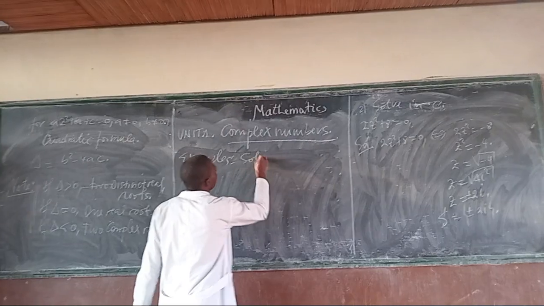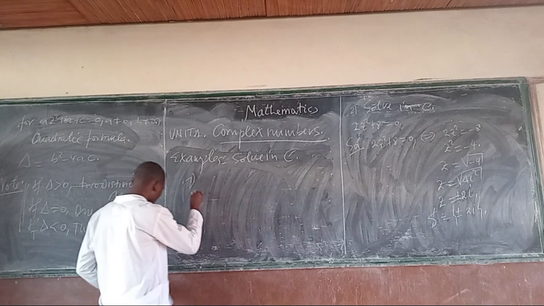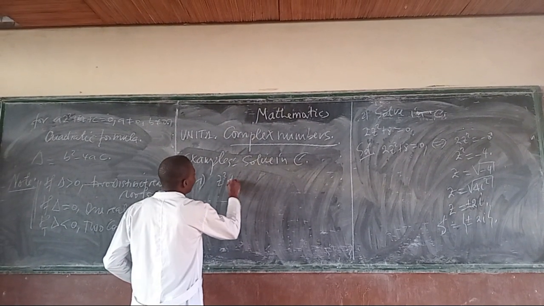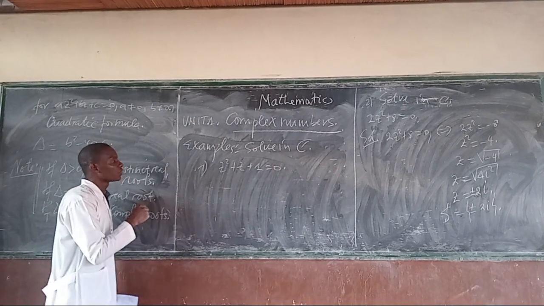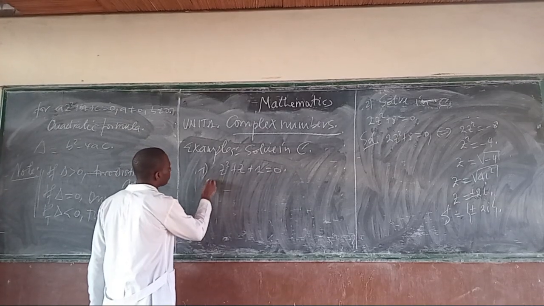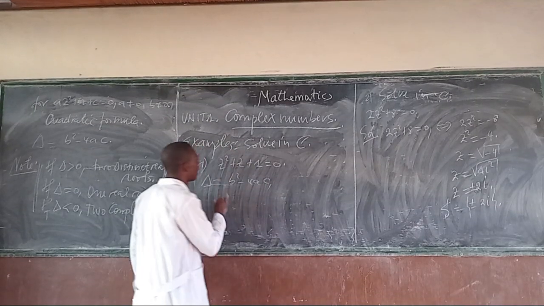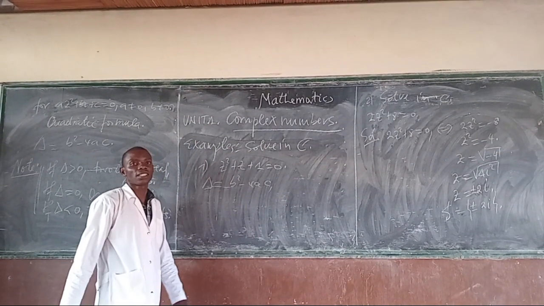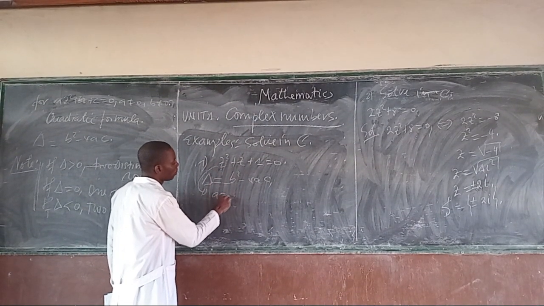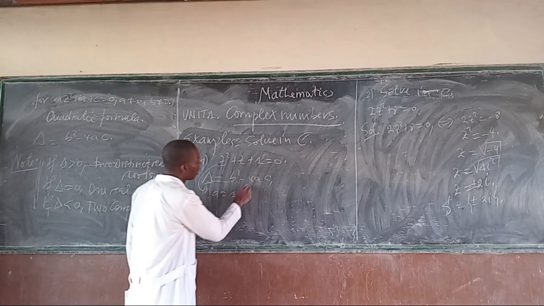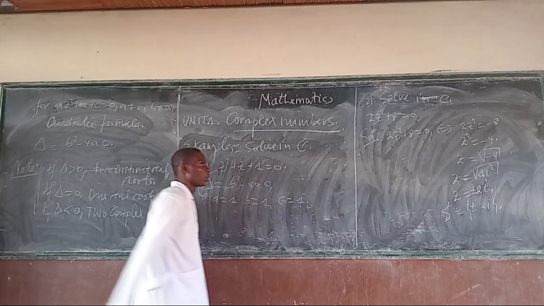Example: solve in the set of complex numbers z squared plus z plus 1 equals 0. Now, to solve this one, first you have to find the determinant. The determinant is b squared minus 4ac. Now you have to identify which is a, which is b, which is c. From this equation, a is equal to 1, the coefficient of z squared, b is equal to 1, the coefficient of z, and c is equal to 1 also.